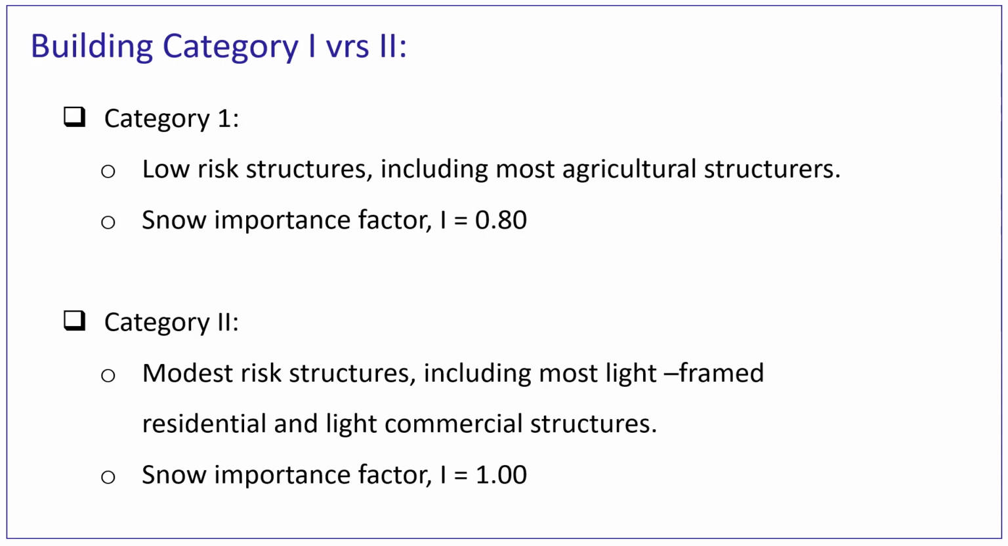The building category determines the importance factor used in the snow load calculations. A Category 1 is a low-risk structure which typically includes most ag buildings. A snow load importance factor would be 0.80. Category 2 is a modest risk structure which includes residential and most light-framed commercial buildings. This importance factor would be 1.0 for the snow load equations.